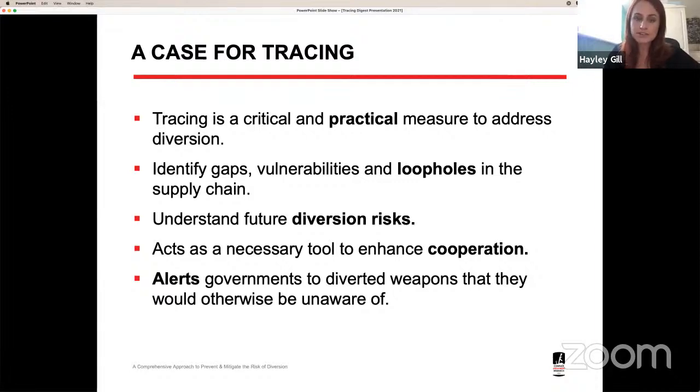Tracing is a powerful counter-diversion tool, and the process provides formal independent alerts of post-export diversion and weaknesses in national transfer controls, which might otherwise go undetected if people didn't receive these trace requests. So we found that for many national governments, a trace request can flag diversion and notify that something's gone wrong in the supply chain, even if the precise circumstances aren't yet understood. So as our partner project proved, tracing is not only an effective practical measure to address diversion, but a necessary tool to enhance cooperation between actors.